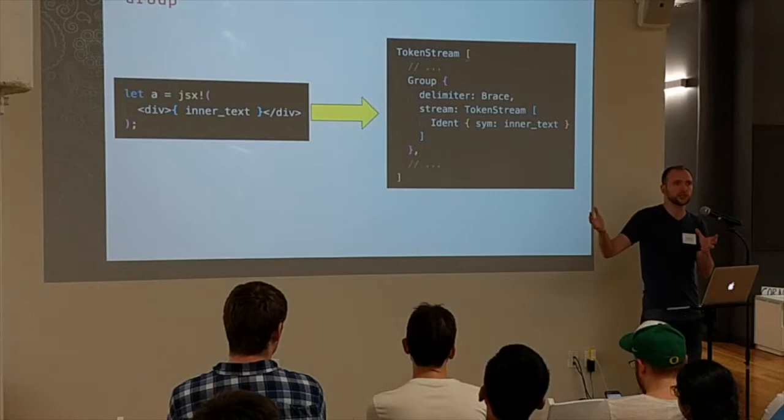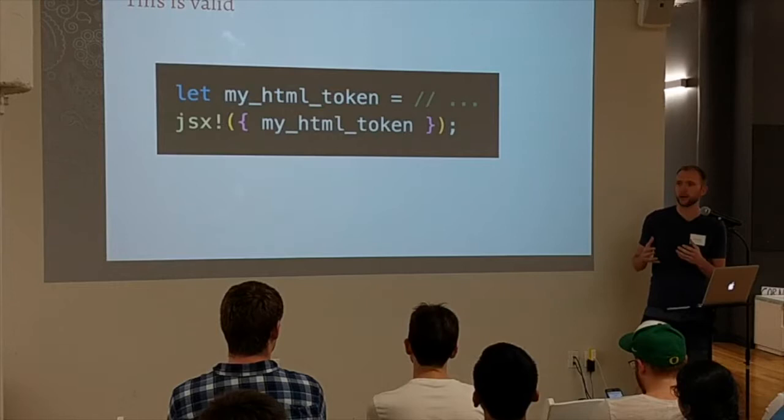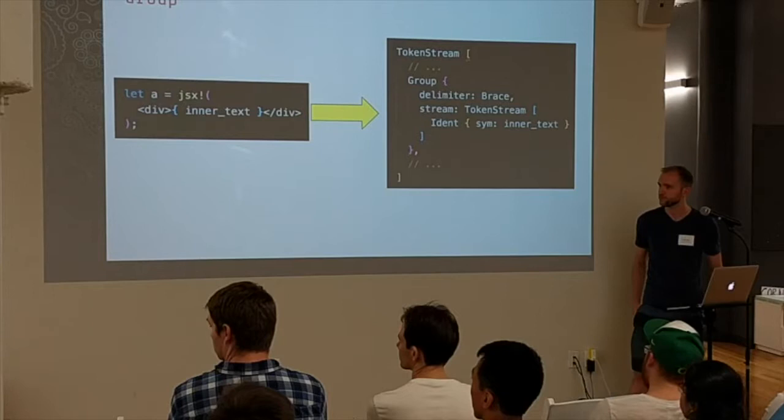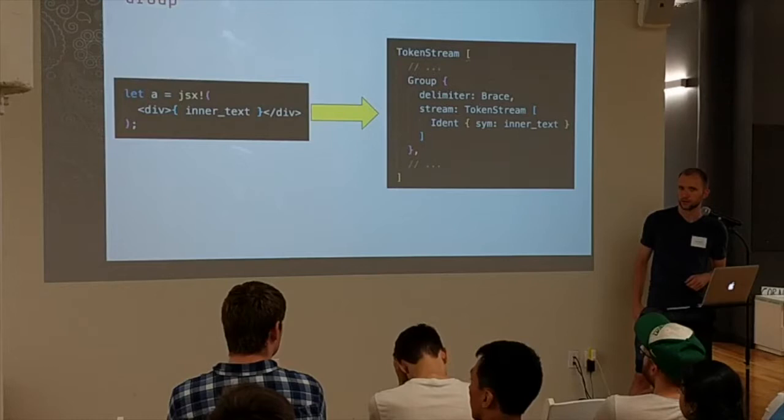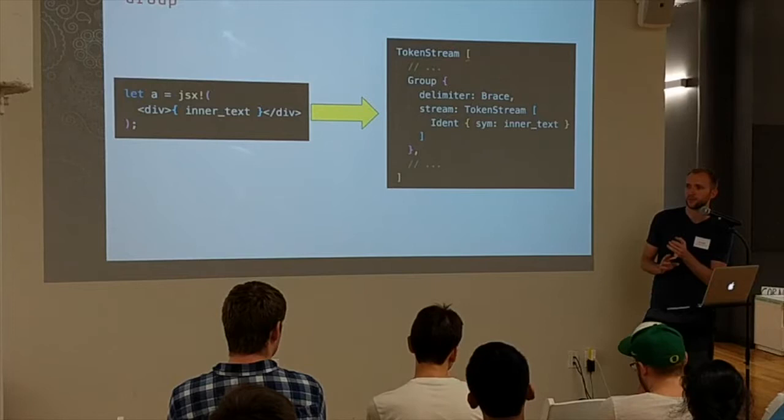There are four delimiters, and it's just an enum. There's curly braces, square brackets, parentheses, and then there's none. I don't really know what the use case is for none, but you can also group things without delimiters.